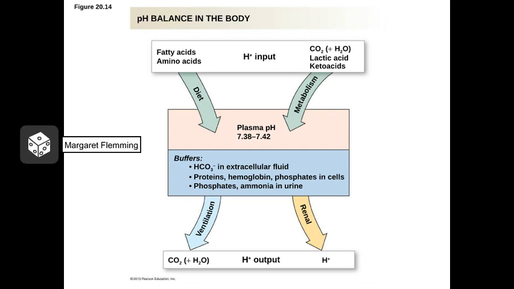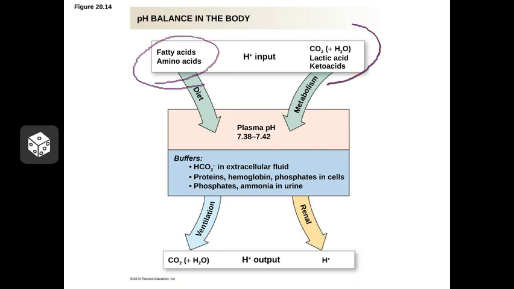Where do we gain access to hydrogen? Well, a little bit is in our diet through the consumption of fatty acids and amino acids. We also metabolically form some acids. Remember that if we combine carbon dioxide and water, we get carbonic acid. We can also metabolically produce lactic acid and also keto acids.